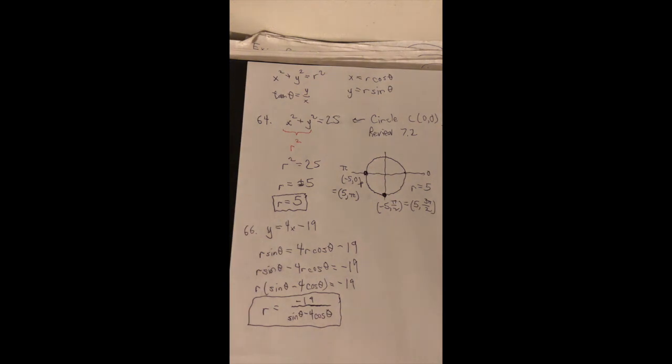Now, these were two examples going from rectangular to polar. Going from polar to rectangular can be a little bit trickier. So if I go ahead in your book, I'm going to look at problem number 81.